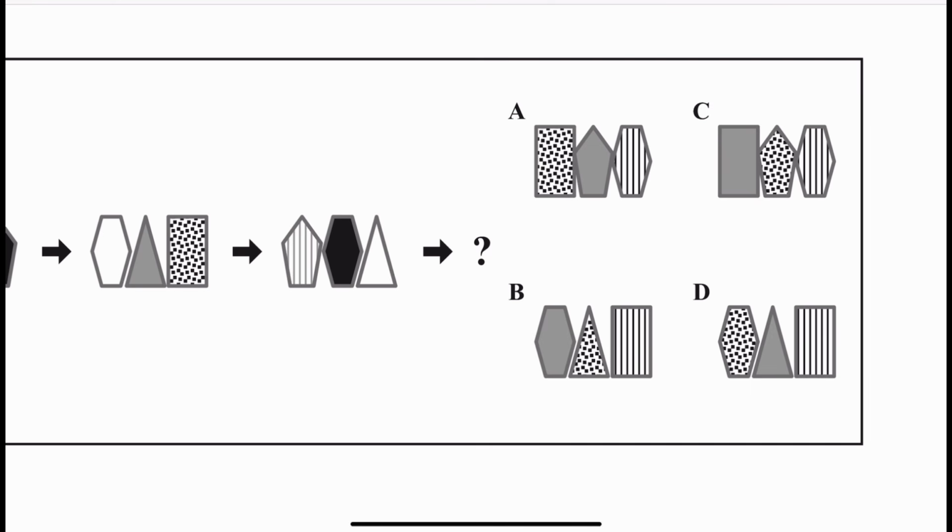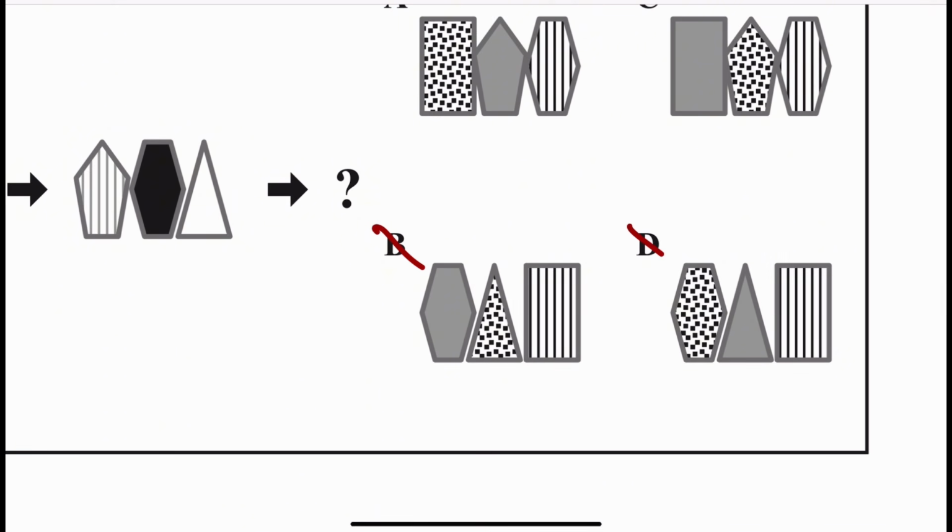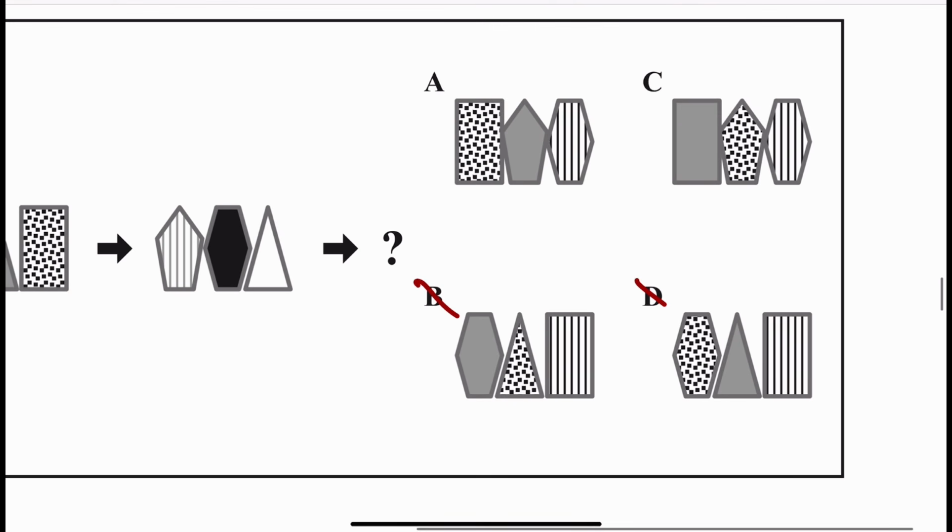Well, this B doesn't have a pentagon or a hexagon on the right side, so B is wrong. And D is wrong as well. So it's between A or C.